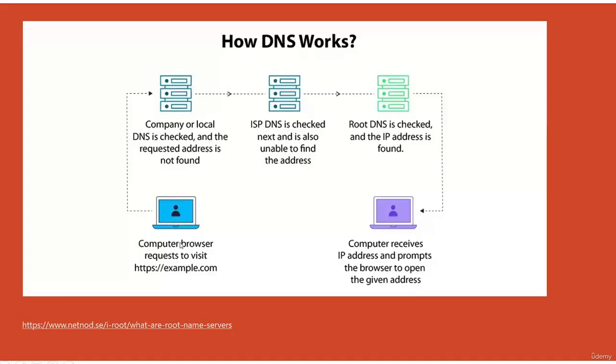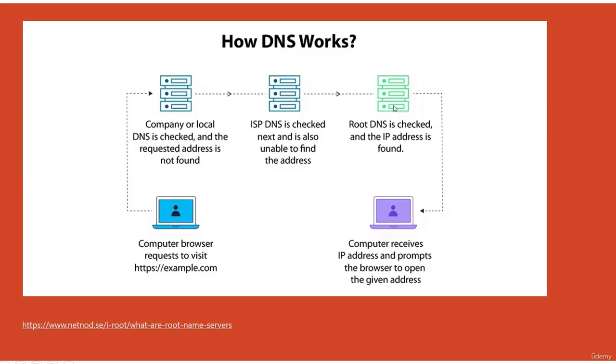So this is your computer. When you type https://www.example.com, the computer will go to the company or local DNS and check, and the requested address is not found. Let's say you type this address. In your local DNS cache, meaning your operating system DNS cache, it will look for this name. If not found, it will go to the ISP DNS check. If again it is not there, then it will go to root.